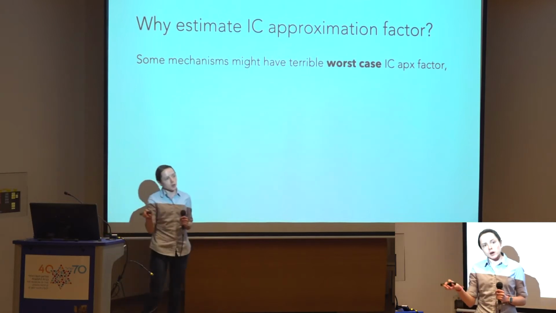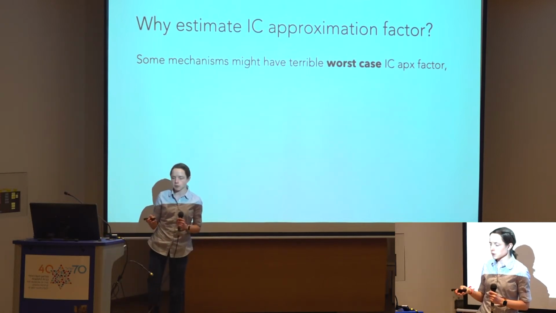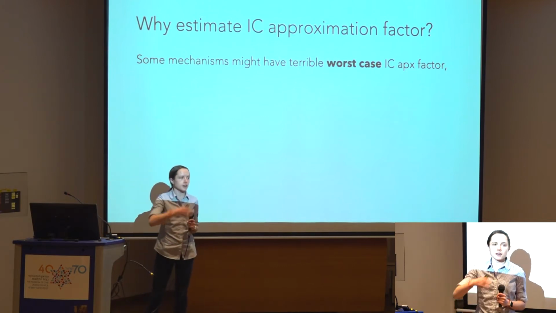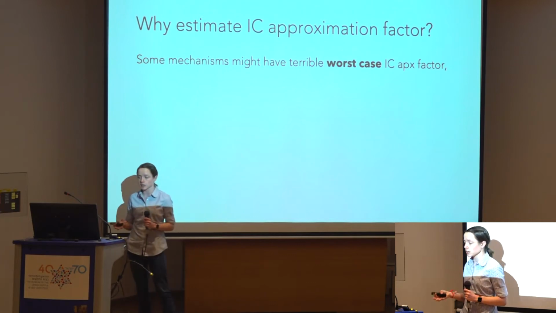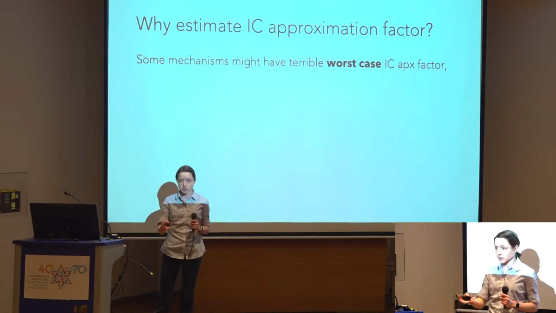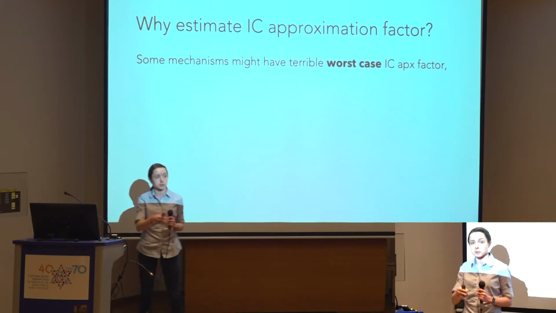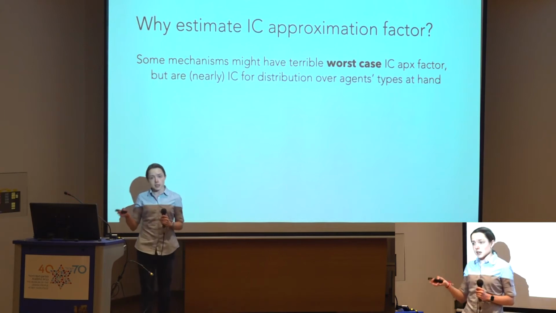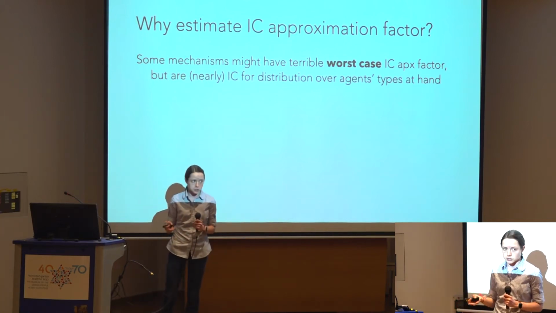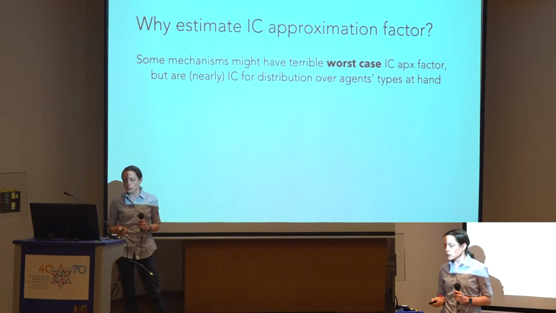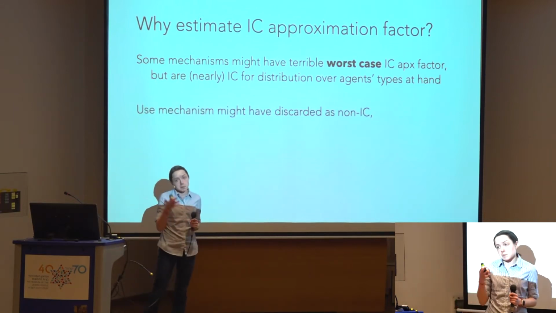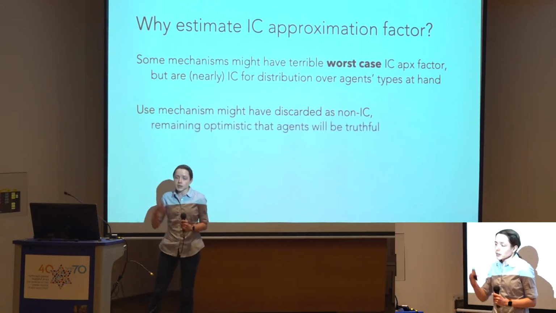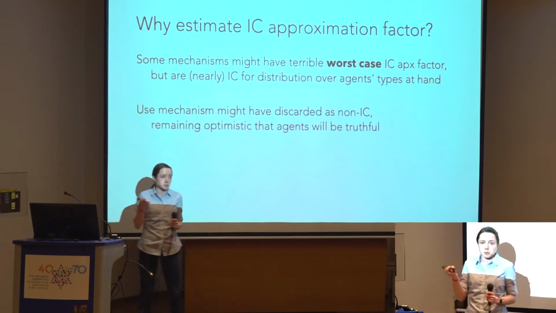So why might you want to estimate this incentive compatibility approximation factor? Well, some mechanisms might have a terrible worst case incentive compatibility approximation factor, worst case over the distribution over agents' types, but they may be nearly incentive compatible for the specific distribution at hand. So you can use a mechanism that you may have discarded as non-incentive compatible, remaining optimistic that the agents will be truthful.